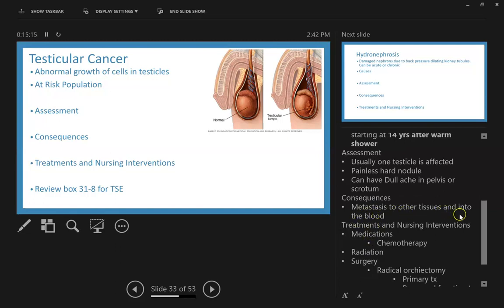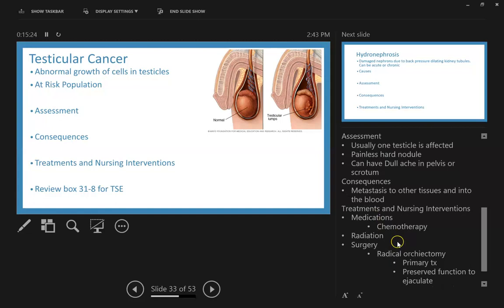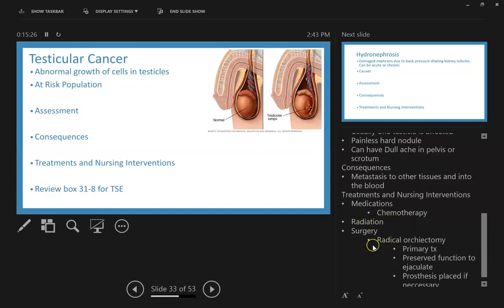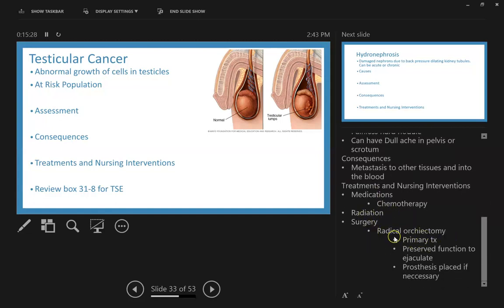Consequences: metastasis to other tissues and into the blood. Treatments are going to be medications like chemotherapy, radiation, and surgery. They may do a radical orchiectomy. That will be the primary treatment. They're going to try to preserve the function to ejaculate, and a prosthetic might need to be placed if necessary. All right, I'm going to pause it here and we'll continue with the next one.